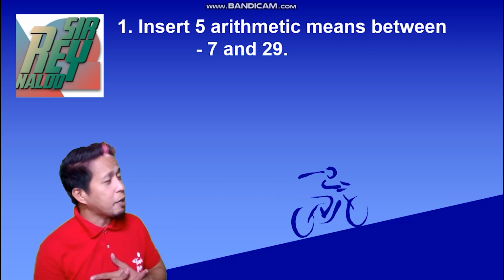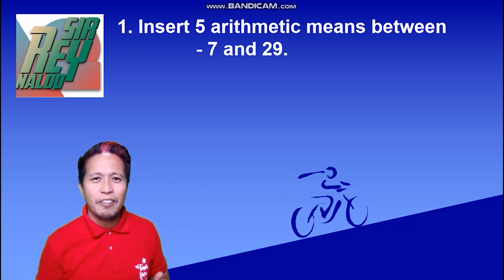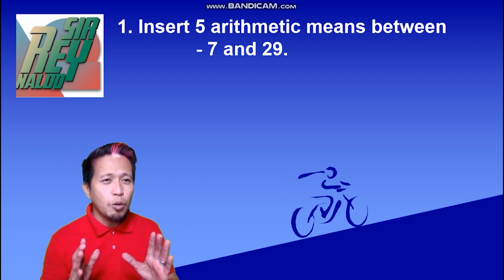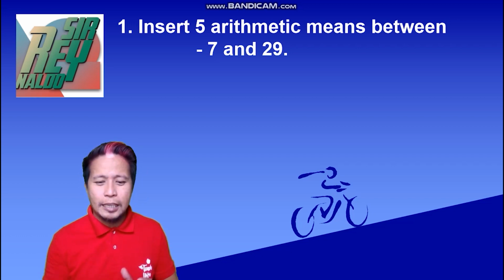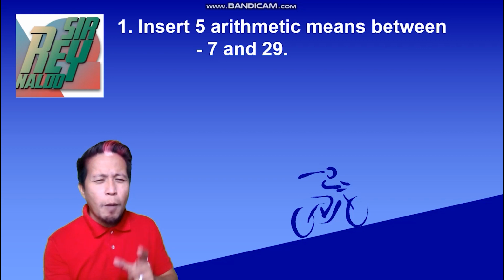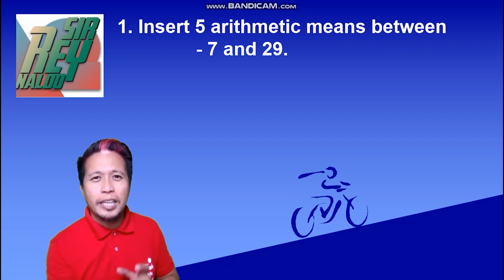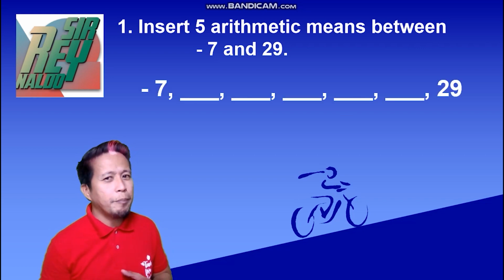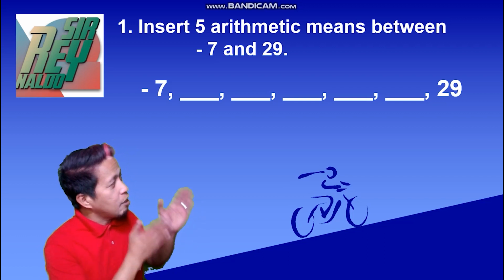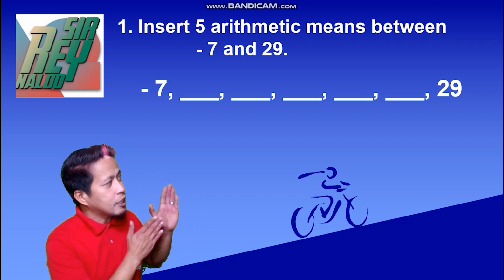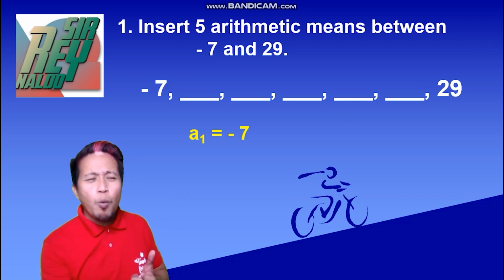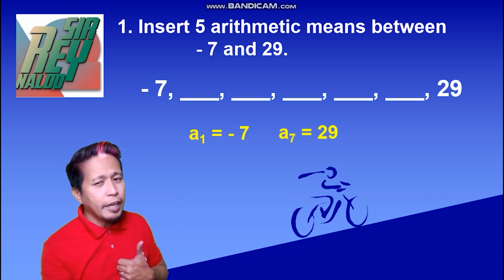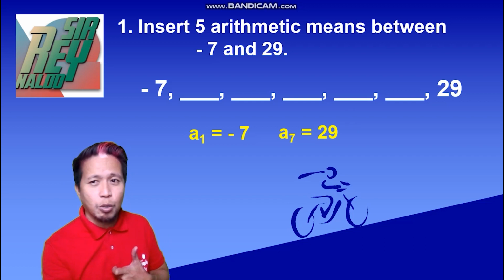Insert 5 arithmetic means between negative 7 and 29. So dito, mapapansin natin, may negative na. So feeling natin, nahihirapan na tayo. So let's make complicated things quite simple. Okay, so we have negative 7. Then we have to fill in 5 blank spaces for the arithmetic means. And finally, we have 29. So a sub 1 is our negative 7 and our a sub 7 is equal to 29.